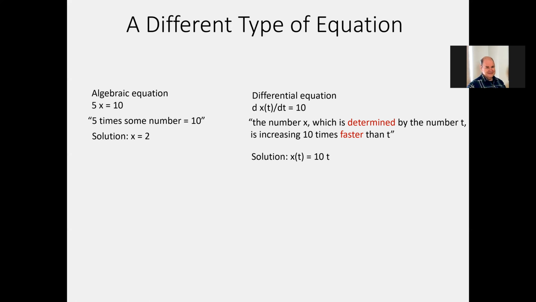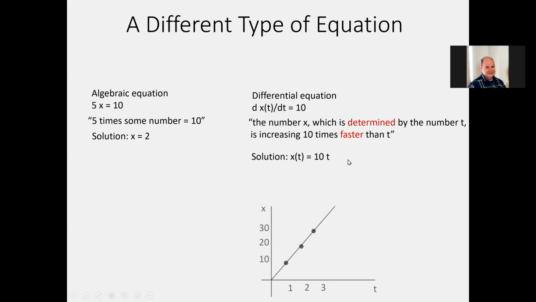So when t is 1, 2, 3, 4, x is 10, 20, 30, 40. And sure enough, as t changes by 1, x will change by tens. So x is changing 10 times faster than t. This is the solution to this differential equation. But notice it's not a number, it's a rule of how to compute x from t.